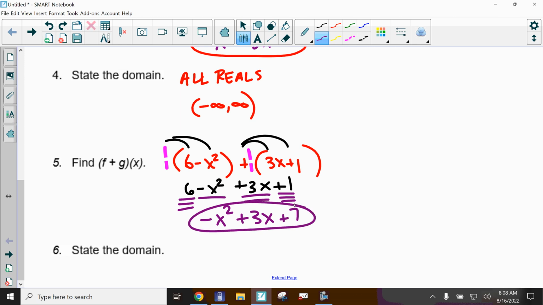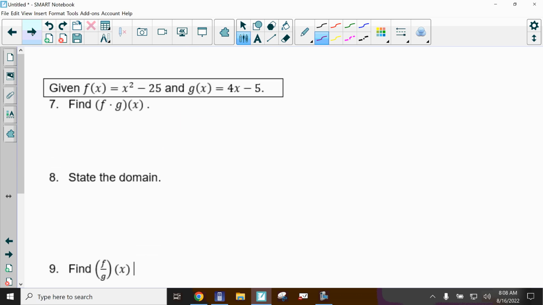And then state the domain again. That's going to be all reals because there are no fractions and no square roots. So we're going to put all reals here. And if you want to get fancy, you can always put negative infinity to infinity. That's how you write all reals, sort of using that notation.